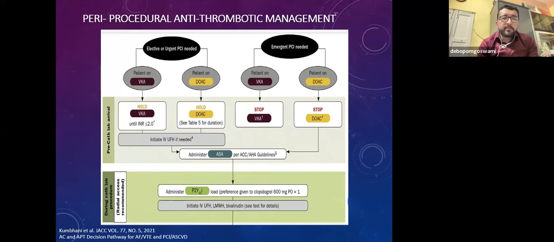If the patient needs an emergency PCI and was on a VKA, we stop the VKA, or if it is a DOAC, we stop the direct acting oral anticoagulant. If an elective or urgent PCI is needed and the patient is on a direct oral anticoagulant, we hold the direct anticoagulant, and for a VKA we hold it until the INR is less than 2, and we initiate IV unfractionated heparin if it is needed, and administer aspirin as per the ACC/AHA guidelines. And then we administer the P2Y12 inhibitor later. Next slide.